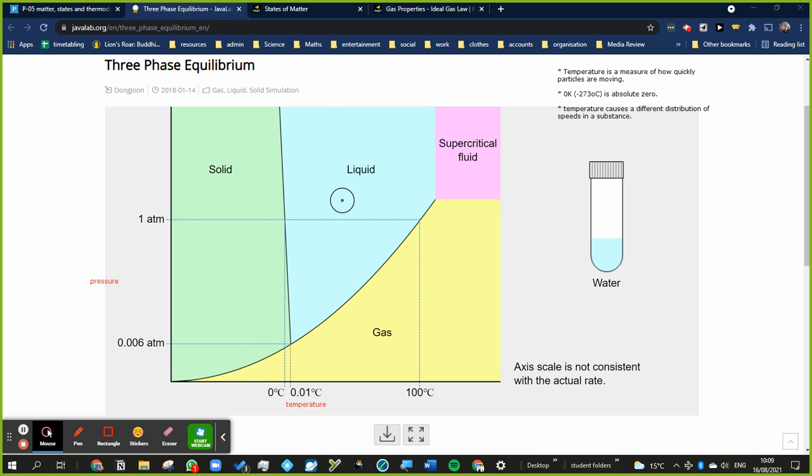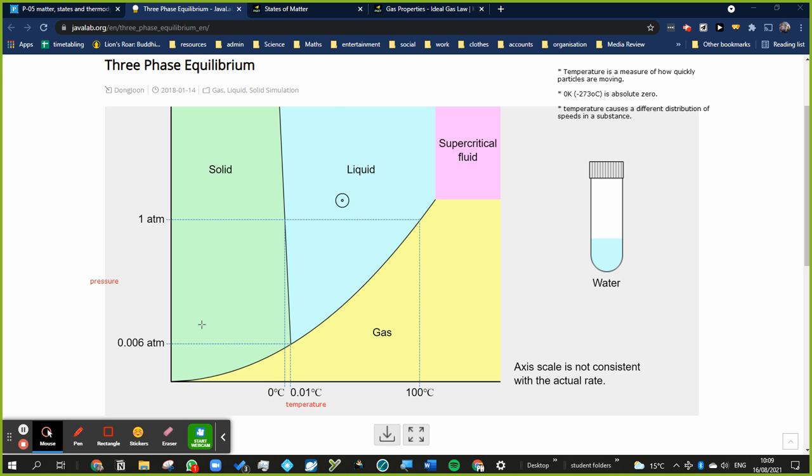If we look at this carefully, they've done it for us at 0 degrees C. This is for water. This is what we call a three-phase equilibrium. Basically, it's showing you how the different phases or states are. We say that water freezes at 0 degrees C, but that's not actually necessarily true.